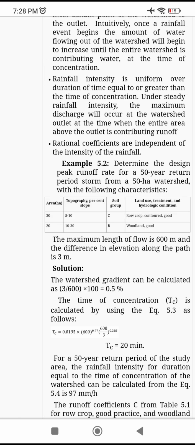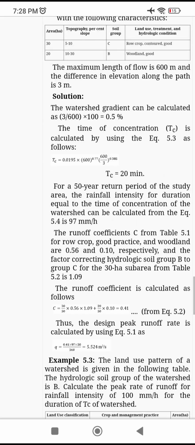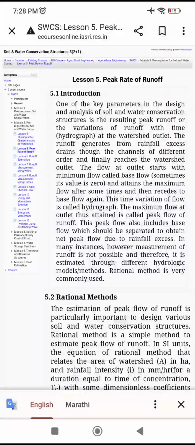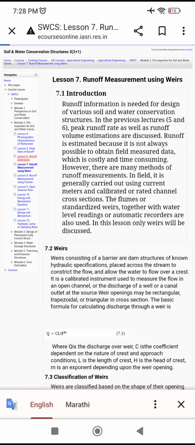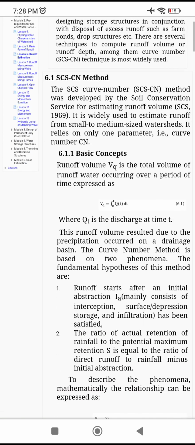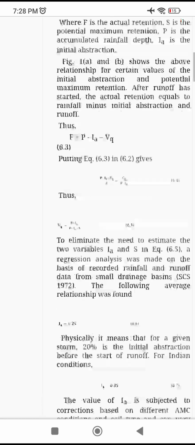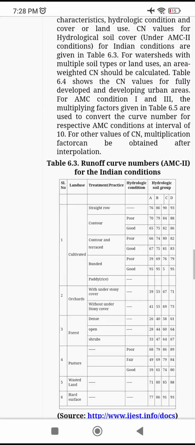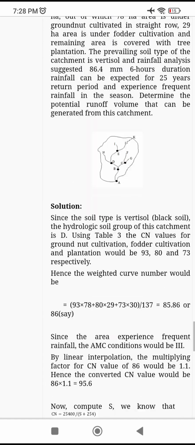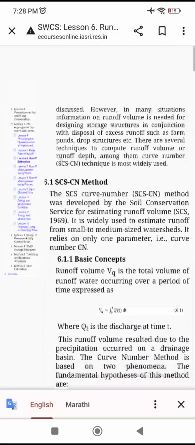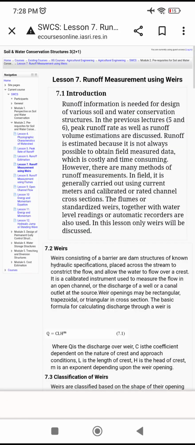Then limitation of rational method. This is a somewhat complicated problem, no need to go through these problems. Then runoff estimation, SCS curve method. We have already gone through this, so no need to see this again. AMC methods we have seen. We have already covered this topic in watershed management.